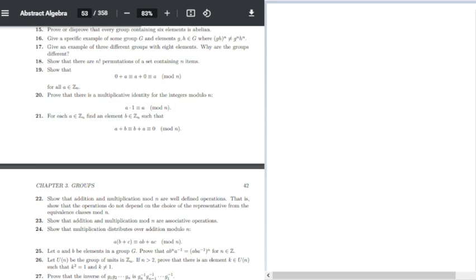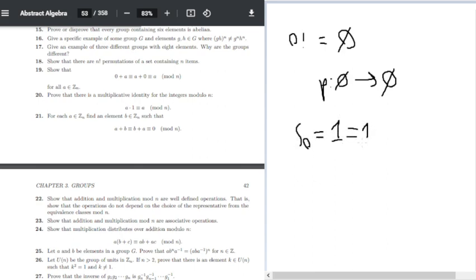Okay, so 18. Show that there are n factorial permutations of a set containing n items. This is actually a perfect example of induction. So for the case of 0 factorial, it's the empty set. There is technically a function from the empty set to the empty set, that assigns nothing to nothing, which is the only function there is, and is technically bijective in the most loose sense of the word. It's kind of like how any function from the empty set to a set is injective inherently. So we have the case that s sub 0 is equal to 1, is equal to 0 factorial.